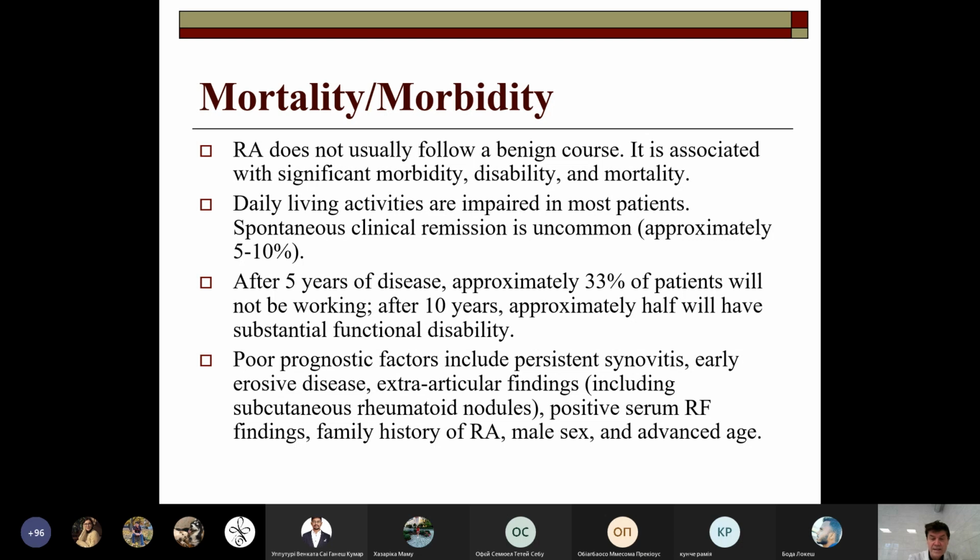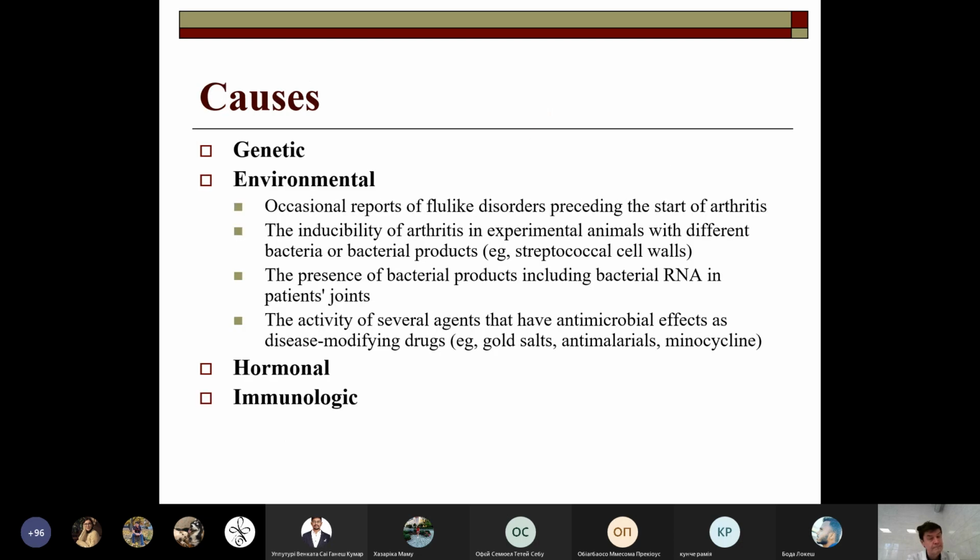After 5 years of disease, approximately 33% of patients will not be working due to the devastating effect of inflammation on joint movement. But this effect is closely related to the risk of systemic osteoporosis and pulmonary thromboembolism. Being a life-threatening complication, this condition can lead to increased mortality and morbidity of patients having this disease.